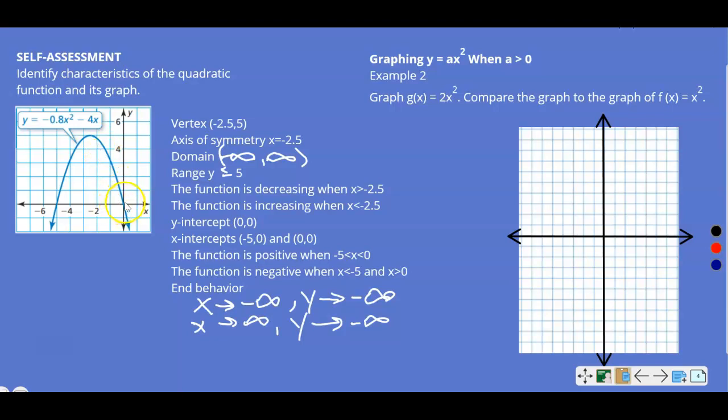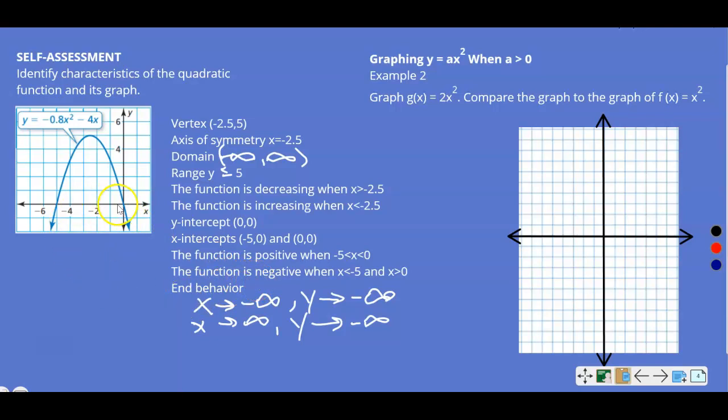The y-intercept is where it crosses the y-axis. It's at (0, 0). The x-intercepts are at (-5, 0) and (0, 0). And the function is positive when it's above the x-axis. So it's positive for all values between -5 and 0, and that would be written like this. The function is negative when it's below the x-axis. So for all values less than -5 and greater than 0, the function is negative.